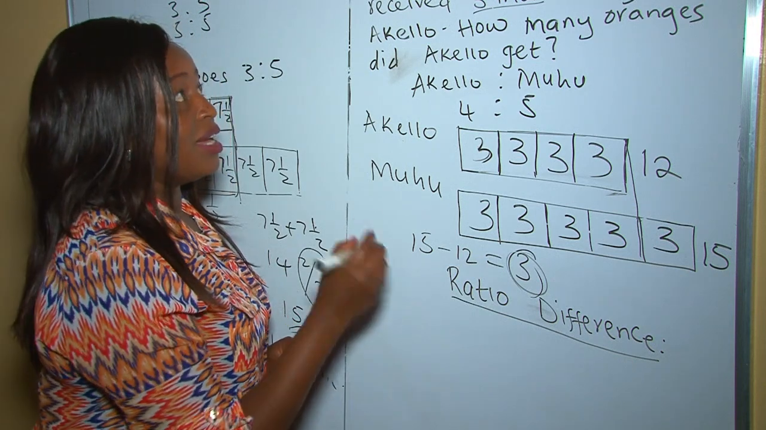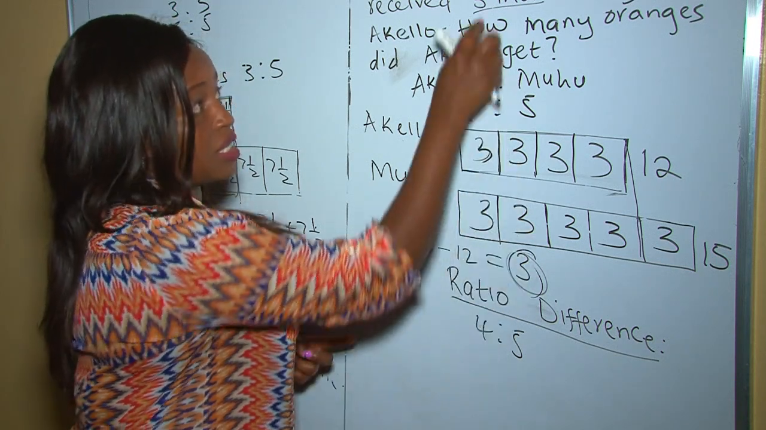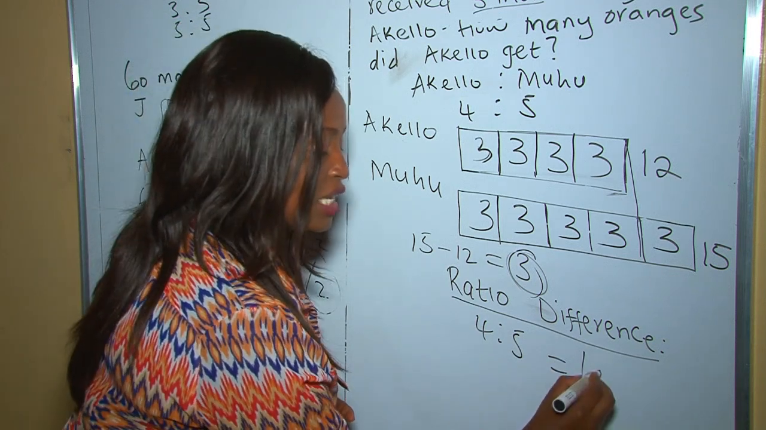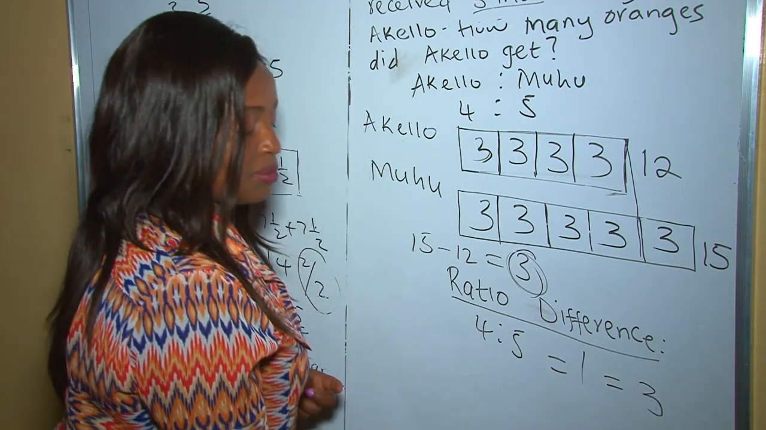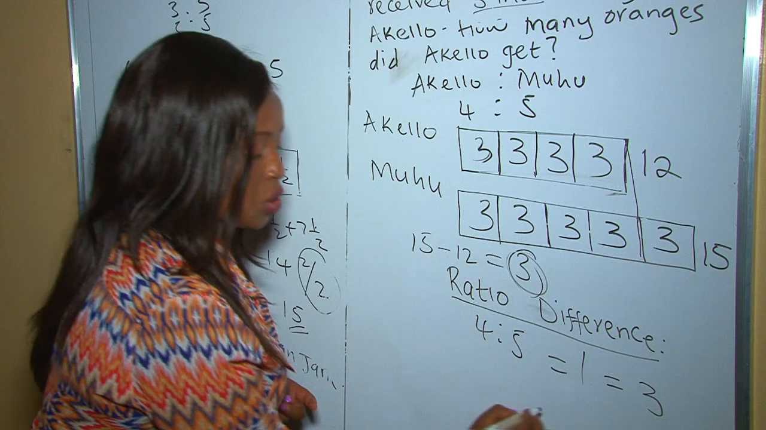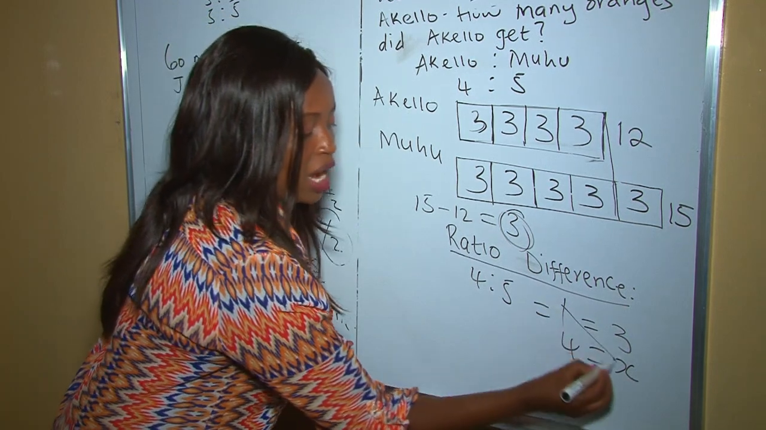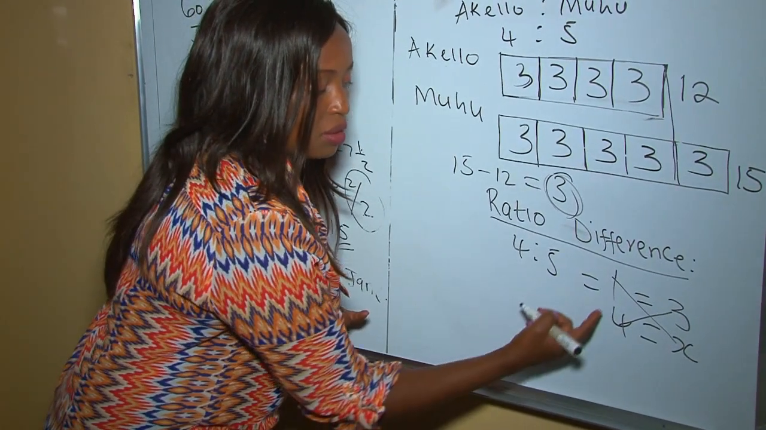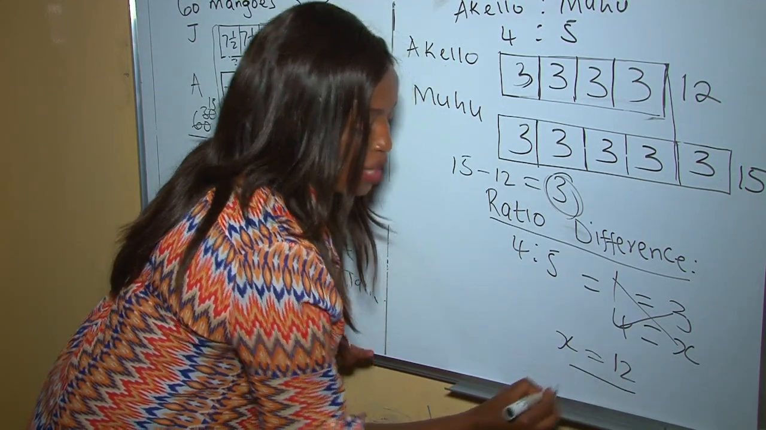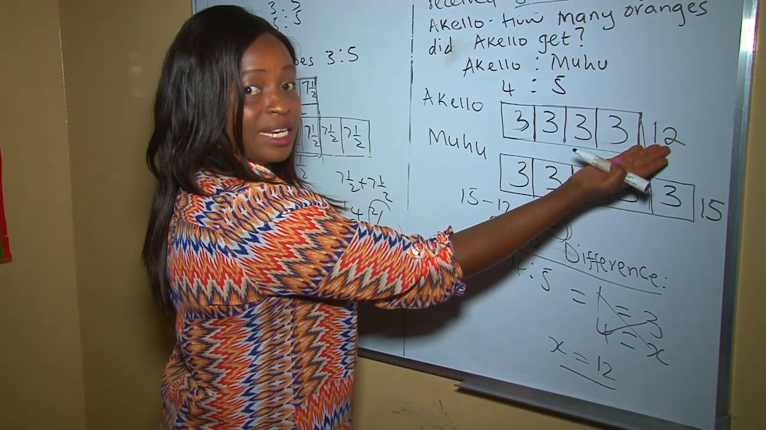Using ratio difference, in our ratio it's 4:5. So the ratio difference brings this more. So 5 take away 4 is 1. So this one is equal to 3. What about, we are being asked about Akelo, who got 4 according to the ratio. So what about 4 will be what? Whatever you don't know, we can give the letter X. Then we cross multiply. 1 times X is X, and 4 times 3 is 12. And now we have our answer for Akelo, which is the same answer as what we had gotten here.